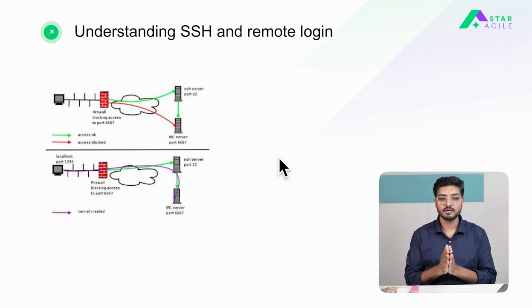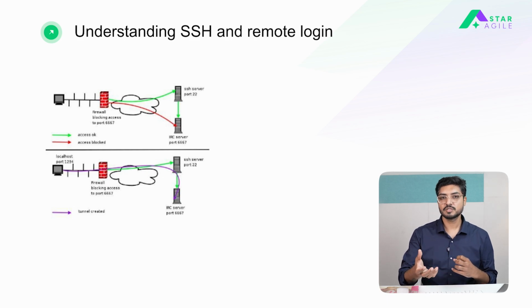SSH basically works on port number 22. It's a secure shell. Secure shell means we are providing users a facility where they can access the remote machine via a secure channel or way. How do they communicate?